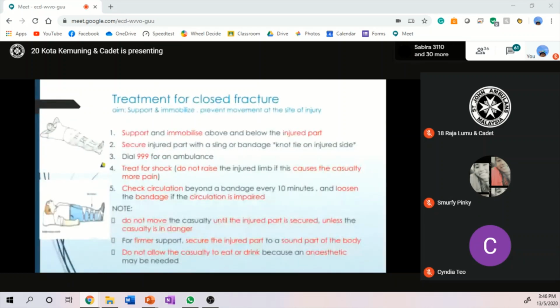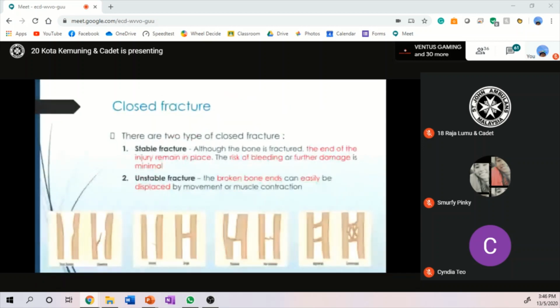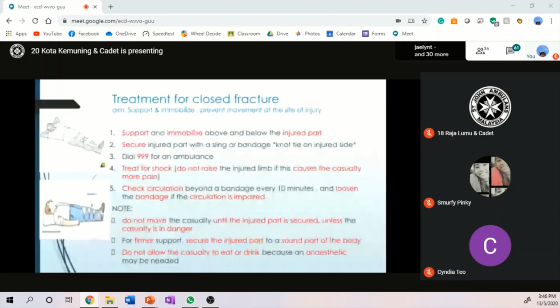This is the treatment for closed fracture. First, you have to support and immobilize the injured part, to stabilize it so it won't move easily and the bone won't be displaced from the original place. You can secure the injured part with a sling or bandage. Remember to tie the knot at the injured site.